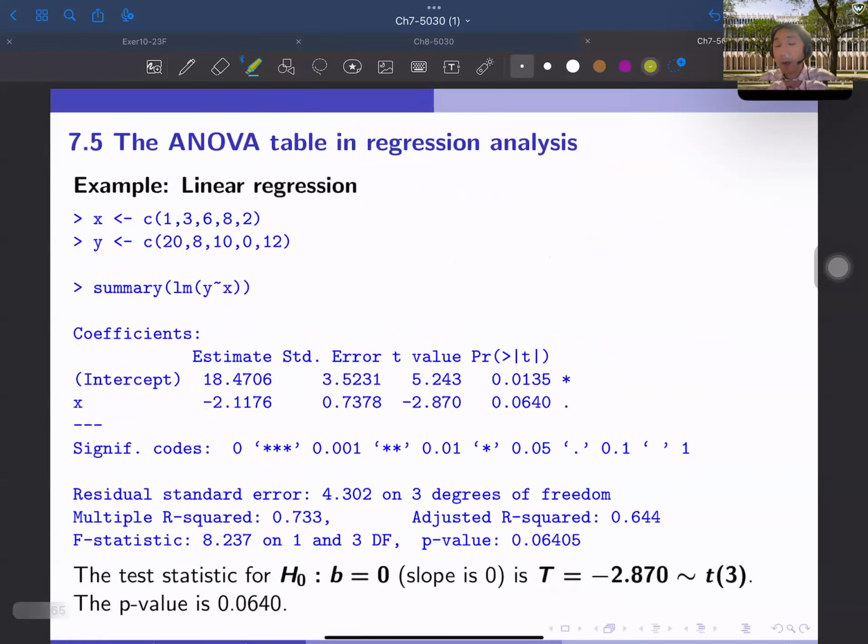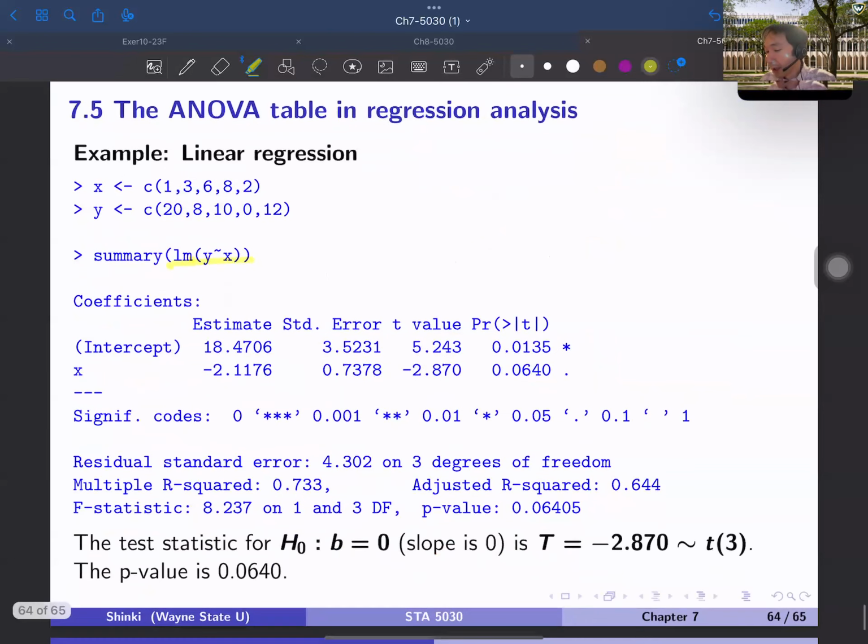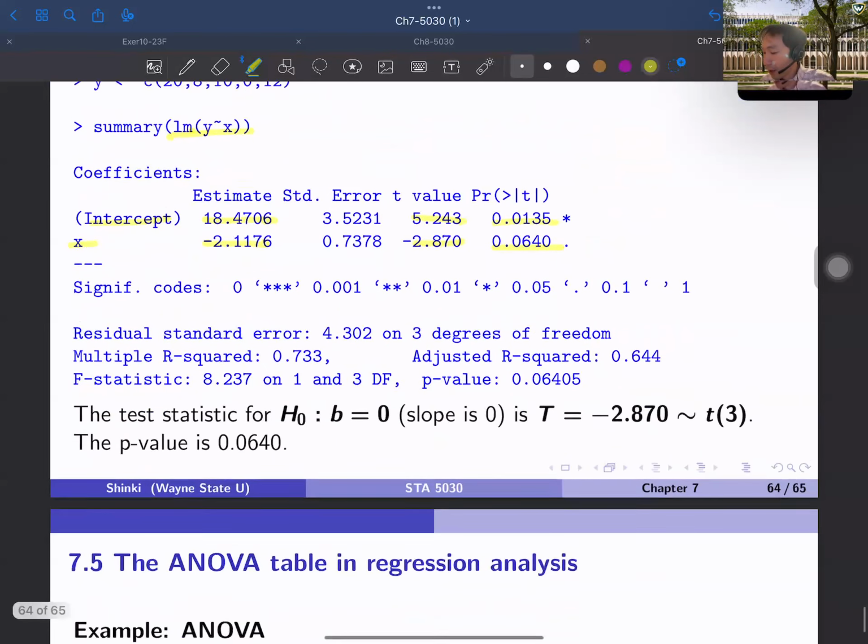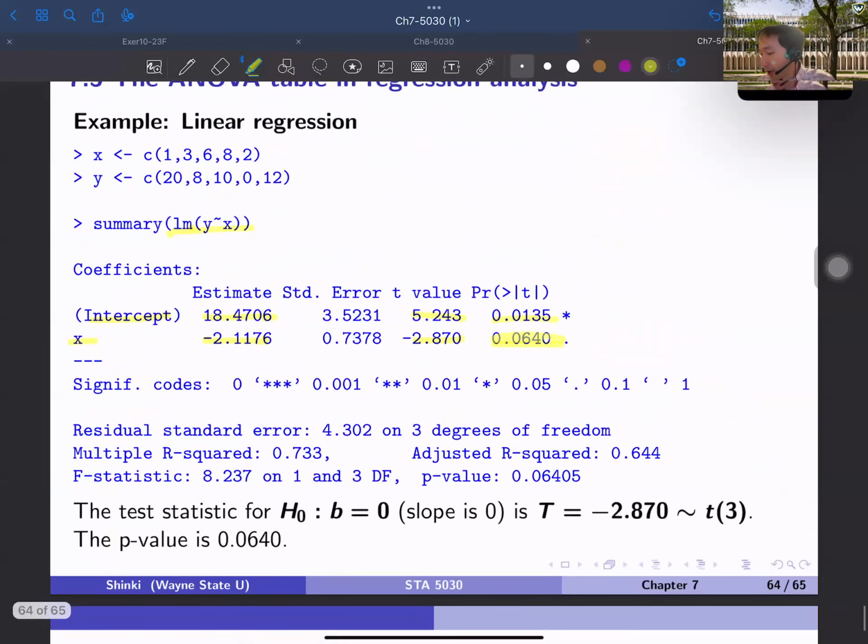So here's an example. We have variable x and variable y, and we do simple linear regression, y over x. Then we get the intercept and x. These are estimates, and these are t-values, and these are p-values. This result indicates that x has a p-value of 0.0640. So this is based on the t-distribution. This is the usual linear regression result.